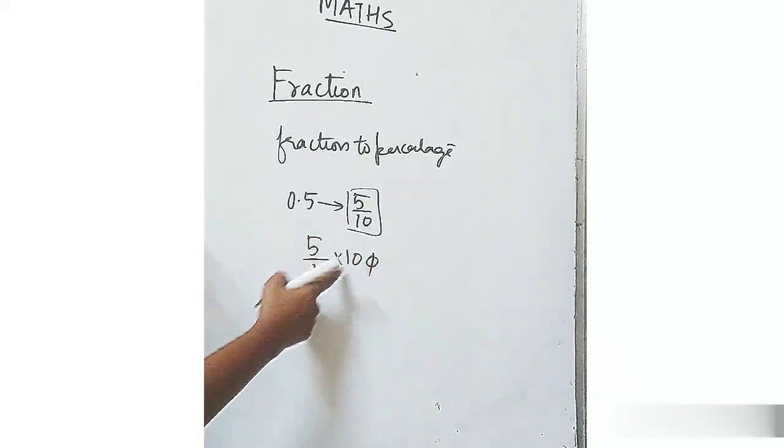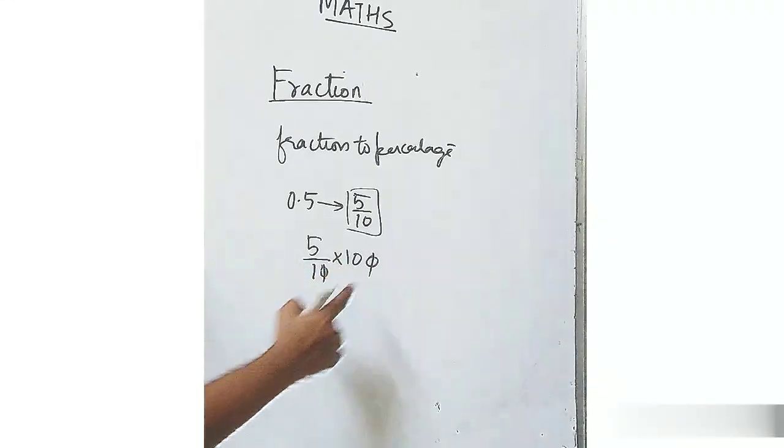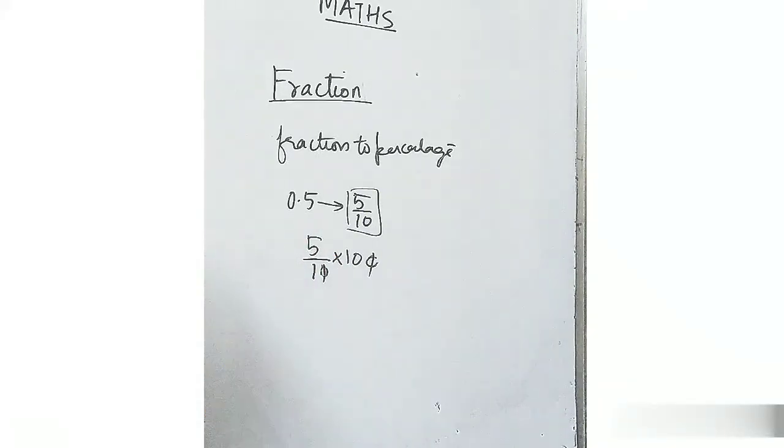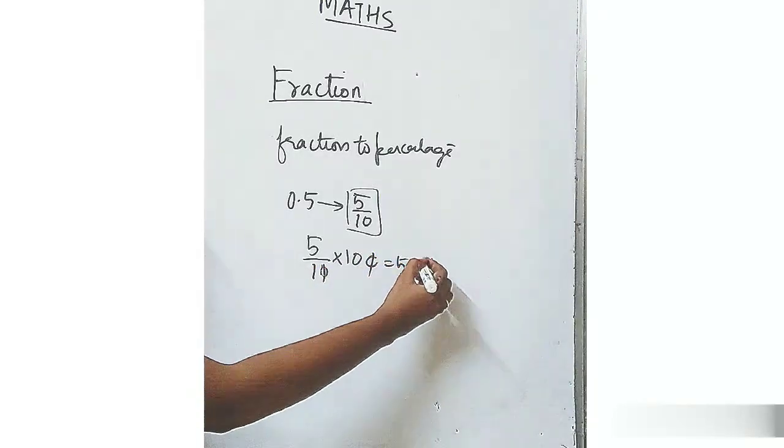In the numerator and denominator, how many 0s do we have? We can cancel, but both should have the same number of 0s. Like this one I can't. But 10, another 0 I cannot cancel, because in the denominator we have only one 0. So 5 into 10 is how much? 50. So I'll say 50%.